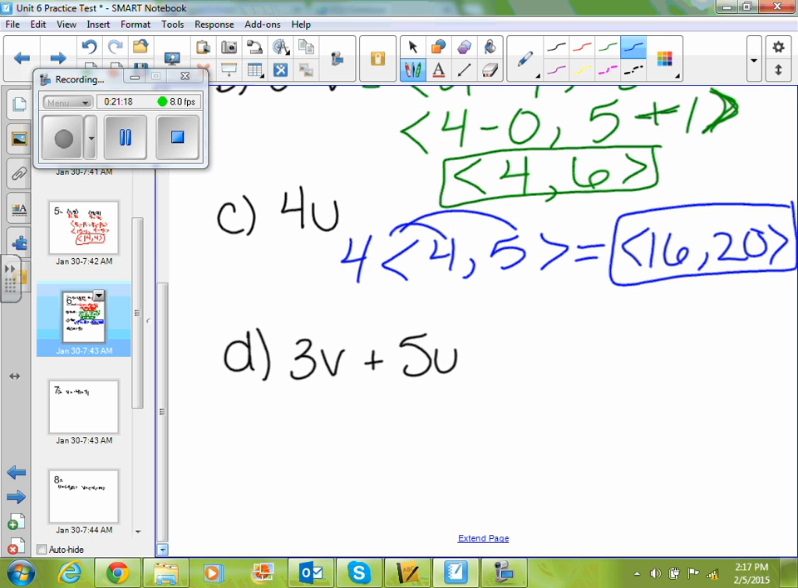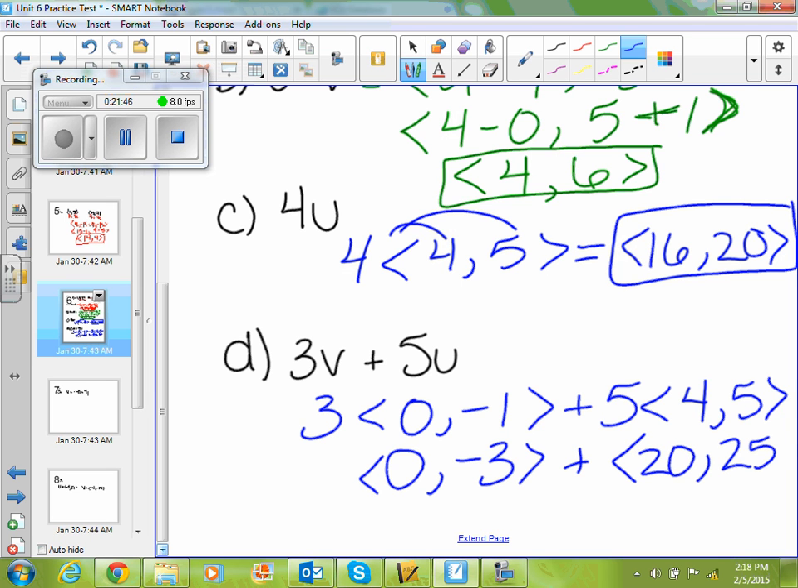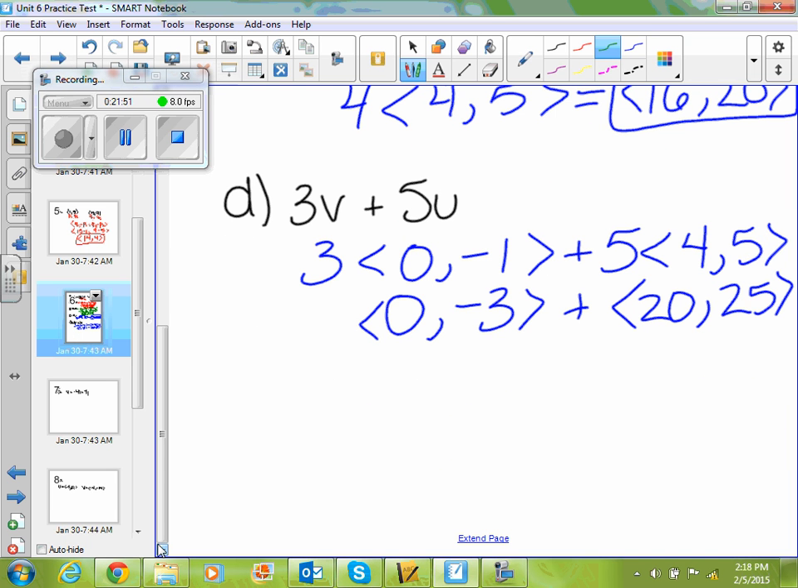Alright, and then the last one we're going to do is 3v plus 5u. So 3 times v, which v is 0, negative 1, plus 5 times u, and u is 4, 5. 3 times 0 is 0. 3 times negative 1 is negative 3. 5 times 4 is 20. 5 times 5 is 25. And then if we add, 0 plus 20 is 20. Negative 3 plus 25 is 22.